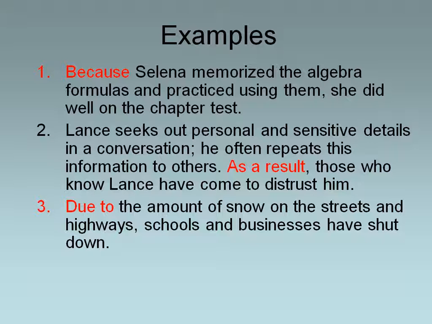Each of these sentences has two topics. One topic causes or has an effect on the second topic. The cause or effect is the author's controlling point. The two topics in the first sentence are memorizing formulas and doing well on the test. This main idea states that memorizing is the cause of doing well. The cause is introduced by the word because.